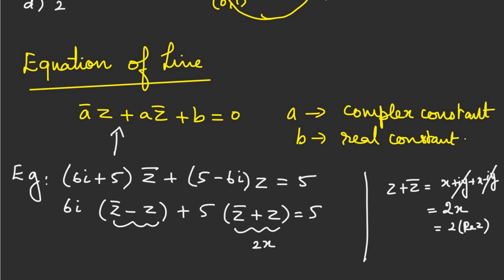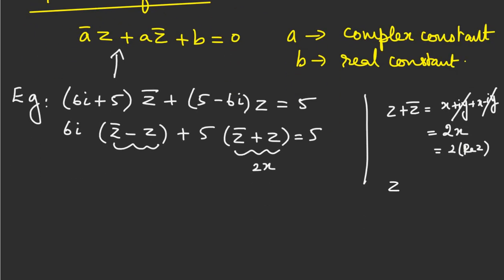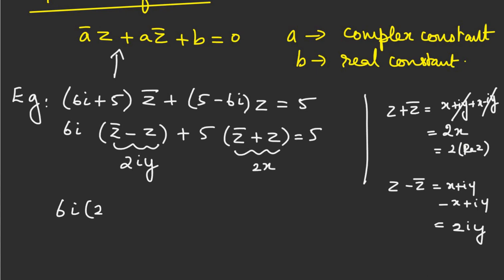Therefore, the difference of the two numbers, z minus z conjugate, can be written as x plus iy minus (x minus iy), which is equal to 2iy. So this will be 2iy. Now multiply 6i into 2iy plus 5 into 2x is equal to x.